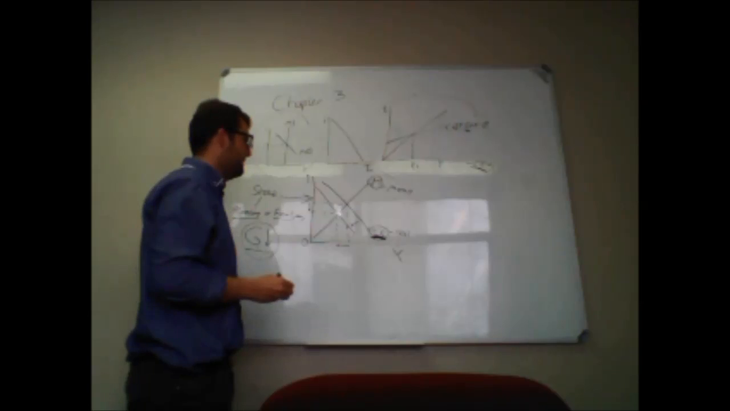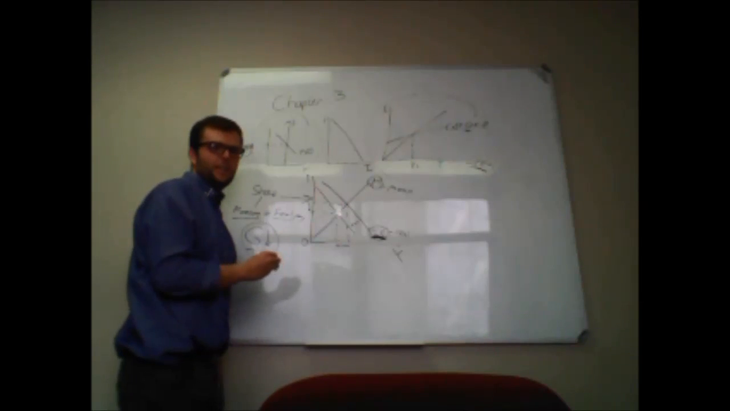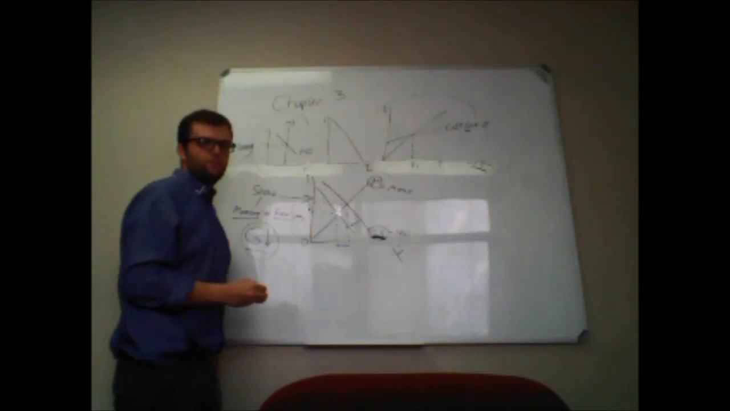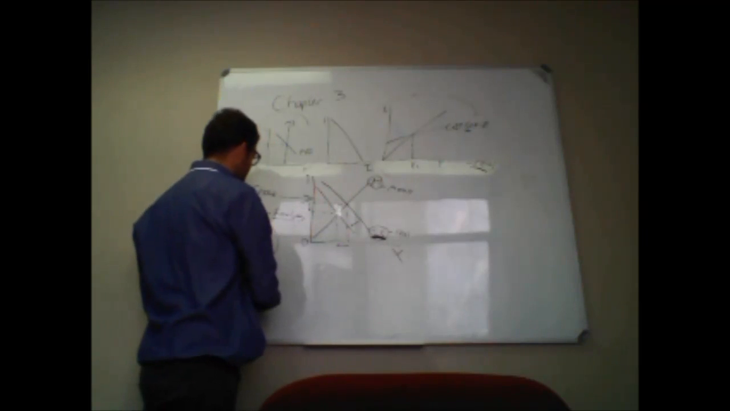So that's one example. Another example: taxes decrease. What happens to your IS line?